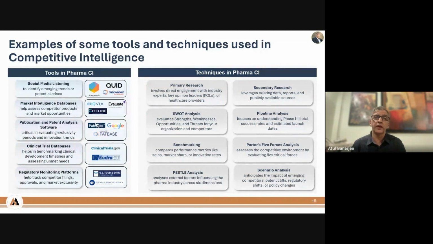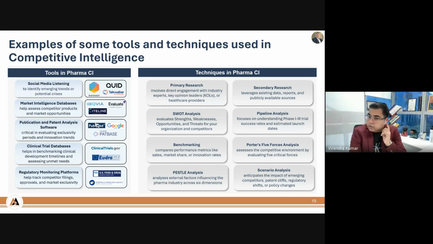PESTLE is a bit higher level. That's much more to do with understanding the industry and the marketplace. We can sometimes advise clients when they're thinking about where to develop their drugs, what kind of market to go into. That's the kind of analysis that we do. And scenario is, we've done that quite a bit. A company is about to launch their drug. However, a number of competitors are either already in the market or also about to launch their drug. And we want to play different scenarios. And for each scenario, we develop an action plan so the client knows what to do if one of those scenarios actually comes to be.